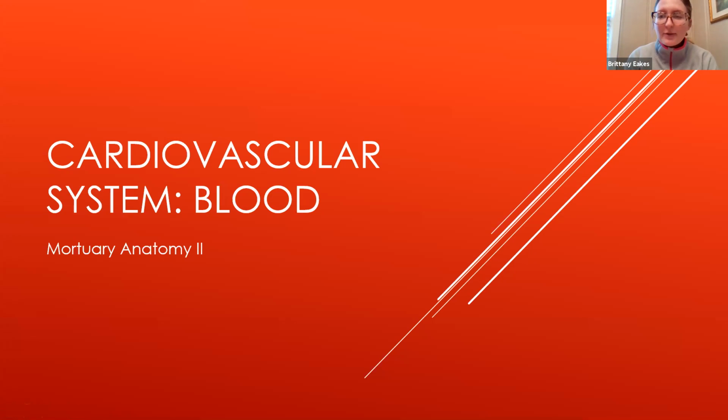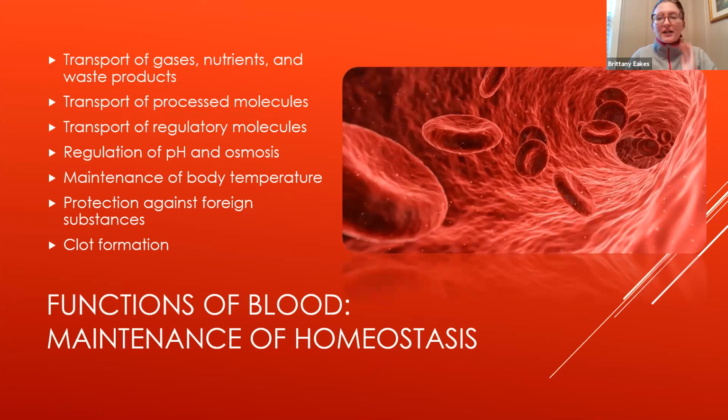So today we're going to start our conversation on the cardiovascular system, which is the most important body system that we as embalmers will need to know. And today we're just going to talk about the blood, what it's made of. We're going to talk a little bit about blood grouping, the formed elements and plasma, everything that makes up the blood.